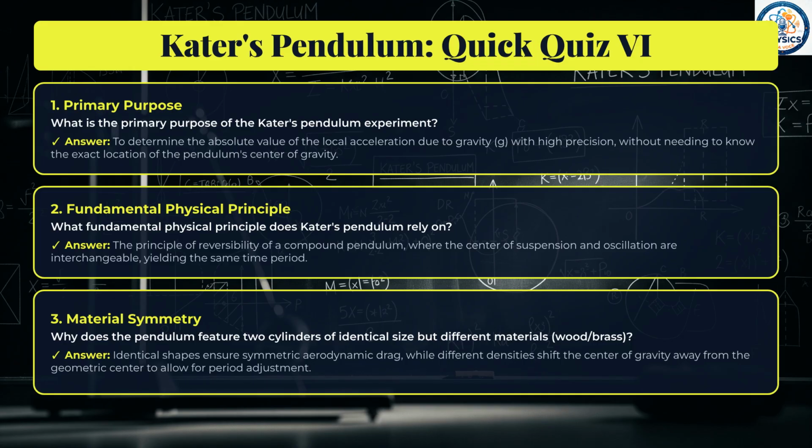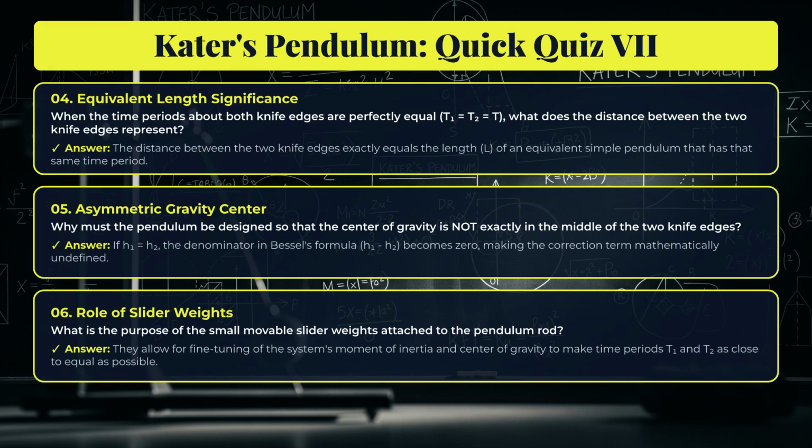The use of different densities with identical shapes allows for symmetric drag while placing the center of gravity off-center for period adjustment. When the time periods are equal, the distance between the knife edges is the equivalent length of a simple pendulum. The center of gravity must not be exactly in the middle to prevent the denominator in Bessel's formula from becoming zero. The small slider weights fine-tune the system to equalize the time periods.